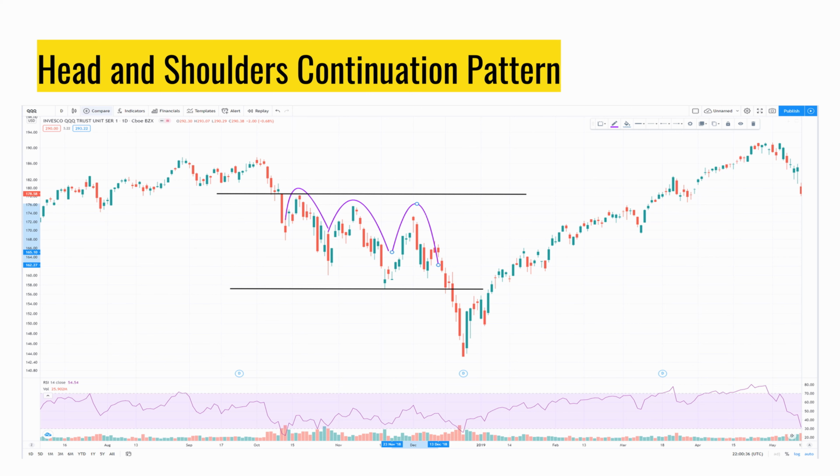Here we see QQQ. As you can see, in the middle of this downtrend, we saw a rectangle form. However, this rectangle is a special rectangle as we saw a head and shoulders continuation pattern. For instance, here we see the left shoulder form, the head, and then the right shoulder form. So the price was bouncing in between this rectangle for about 2 to 3 months. It finally broke out here, and price continued to fall for a couple of days.